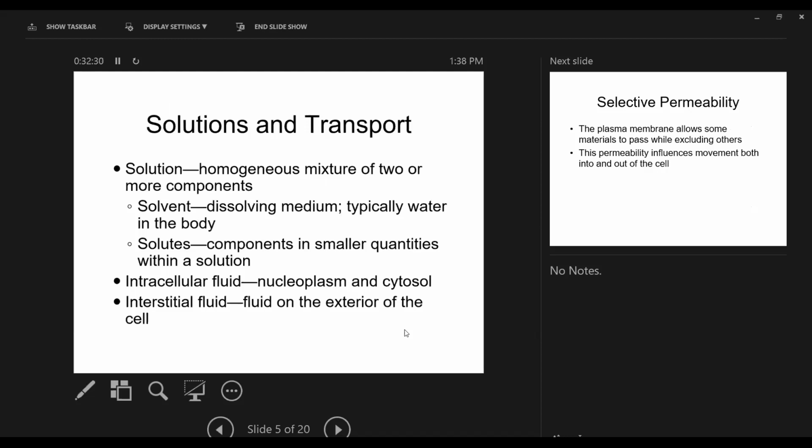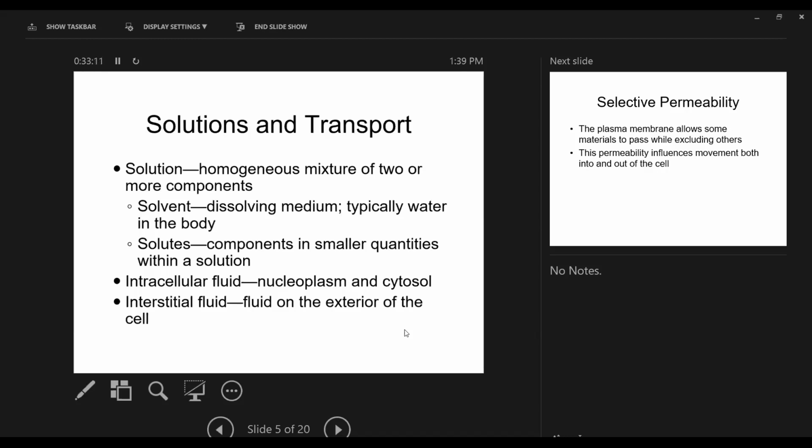Now, what are we talking about getting into and out of the cell? Well, to understand that, we have to understand what a solution is. And you'll hear about that in lecture, probably on Thursday. You'll hear all about solutions. A solution is a mixture, usually a mixture of a solvent and a solute. Usually water is the solvent, and who knows what the solute is.